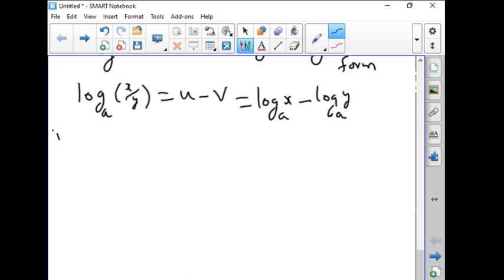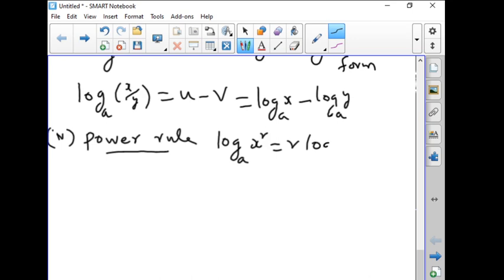Now, we will go to the fourth one. The fourth one is power rule. The power rule is: log x power r to the base a is equal to r log x to the base a. Okay, the power is taken towards the left. So, how to prove this?